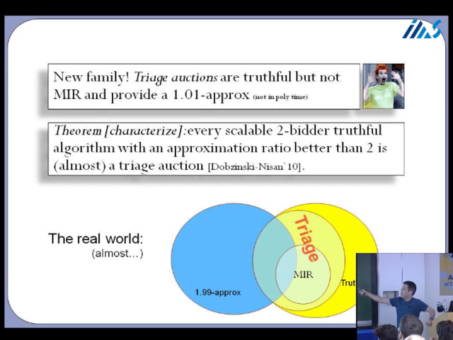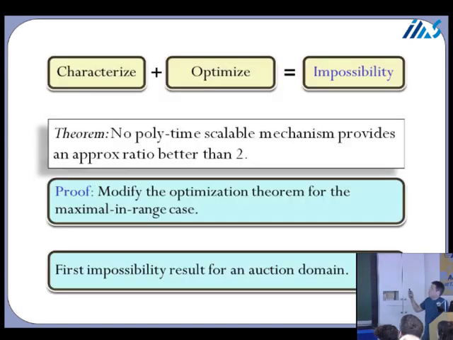In other words, the world essentially looked like that. The dissection of the set of truthful mechanisms that provide a good approximation ratio consists of only triage auctions, and some triage auctions are maximal in range. All right, so this is essentially how the world looks. Good. Now we only have to have an optimization theorem in order to completely characterize and optimize the approach. This was very easy, just tweaking a little bit the previous optimization theorem that we had for the maximal in range case to hold for the triage auction case. And we have that no polynomial time scalable mechanism provides an approximation ratio better than 2.